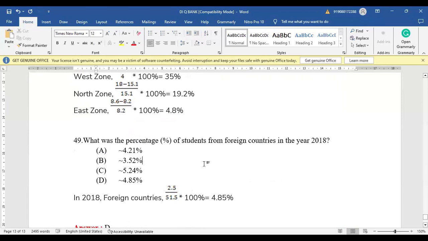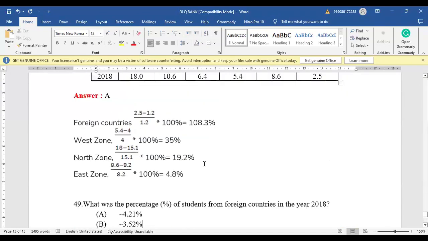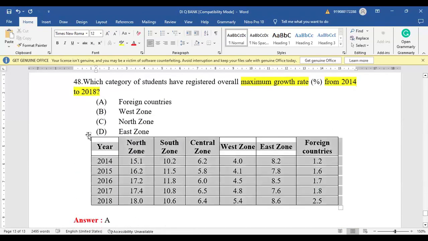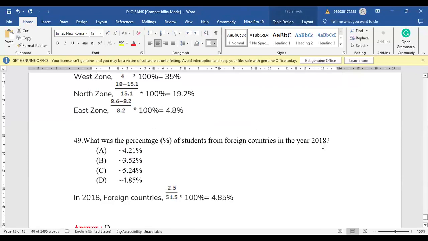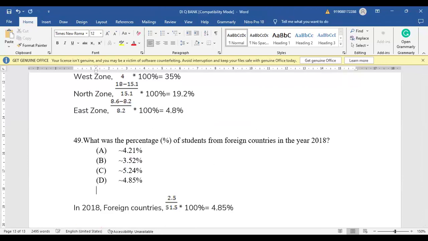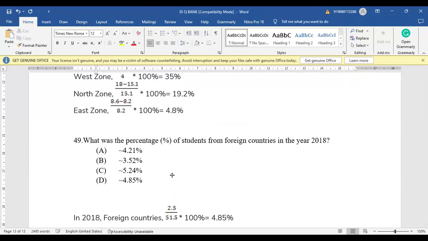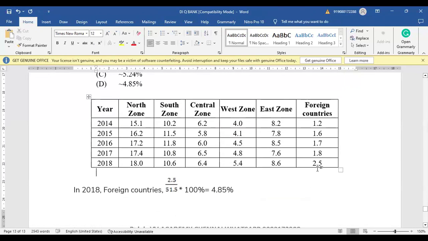Okay. What was the percentage of students from foreign countries in 2018? Take the table. Only in 2018 you have to check, and that too only the foreign country.